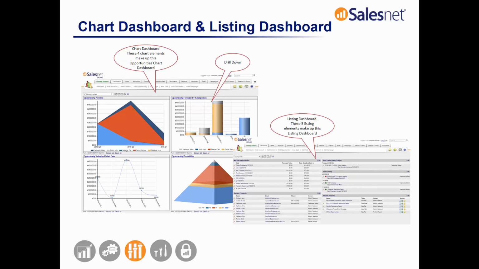Next, we have listing dashboards. These are lists of data. You can see that this listing dashboard page is made up of 5 different elements. Similar to a chart dashboard, each element in a listing dashboard gives you access to the detailed data. So I can click on any record in my list and I can get the detail record presented to me immediately.